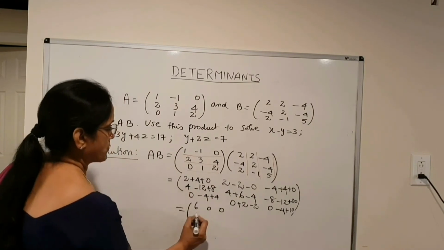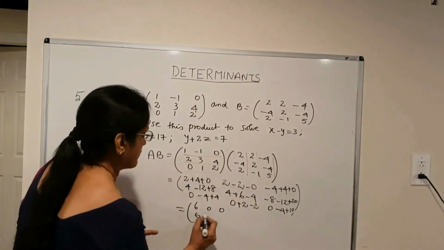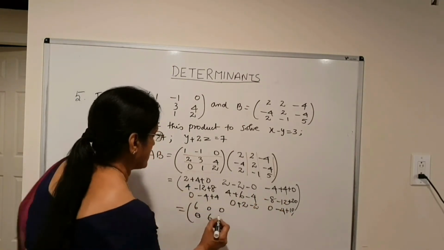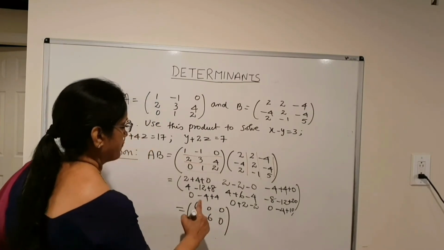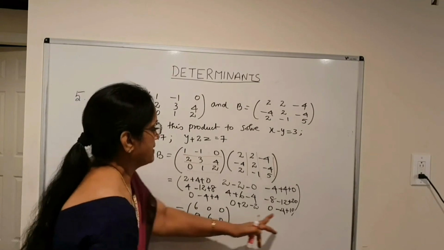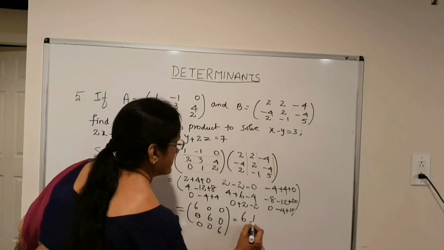Now, if I simplify this, I will be getting 6, 0, 0. Here, 12 minus 12, 0. Again, 4 and minus 4 will get cancelled, left with 6. Then 20 minus 20, 0. Then 4 minus 4, 0. 2 minus 2, 0. Then 10 minus 4, 6. This is nothing but 6 side.